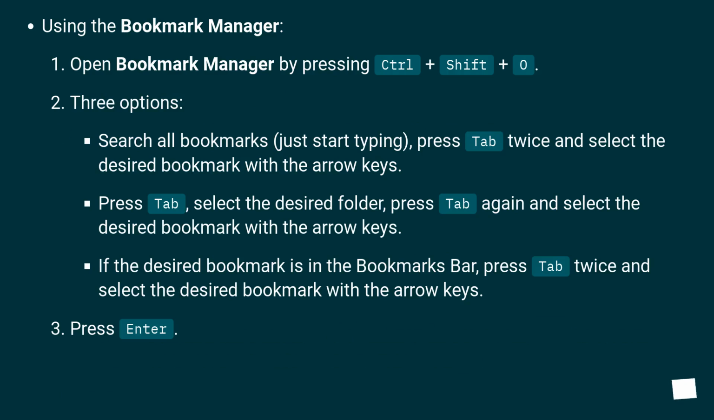Using the Bookmark Manager. Open Bookmark Manager by pressing Ctrl plus Shift plus O. 3 options. Search all bookmarks, just start typing, press Tab twice and select the desired bookmark with the arrow keys. Press Tab, select the desired folder, press Tab again and select the desired bookmark with the arrow keys. If the desired bookmark is in the bookmarks bar, press Tab twice and select the desired bookmark with the arrow keys. Press Enter.